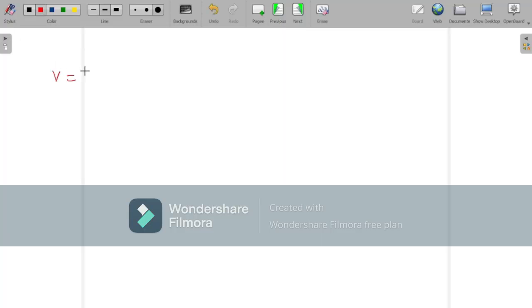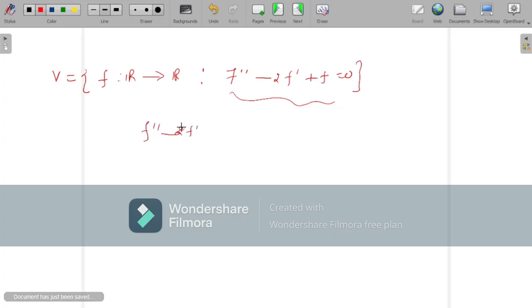Vector space B is given as the set of all those functions from R to R which satisfy f double dash minus 2f dash plus f equal to 0. First, solve this differential equation. Okay, it is easy to solve. f double dash minus 2f dash plus f equal to 0.